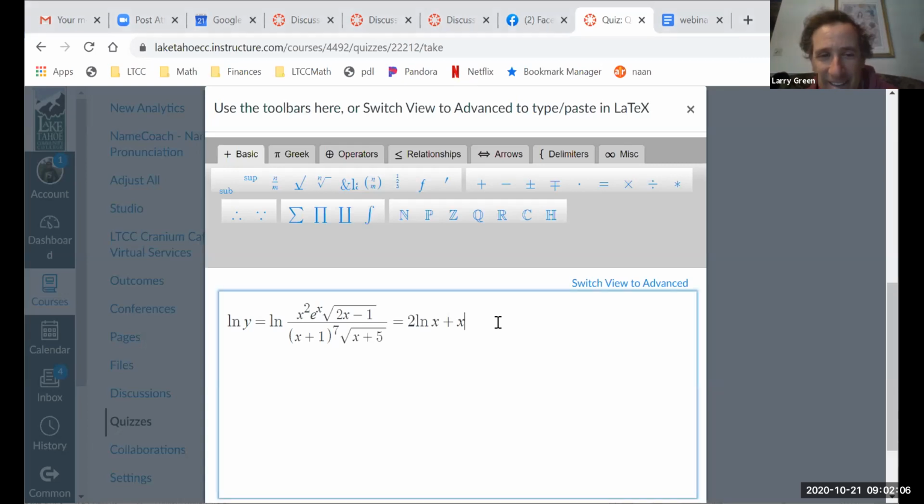Okay, so we have plus x, and then we have the square root of 2x minus 1. And you want to think of the square root, if you remember, as a power. And that's the 1/2 power, so the 1/2 can go outside. And then we're going to have ln of 2x minus 1. All right, let's do some more. Then we have on the bottom, x plus 1 to the 7th. And remember, you subtract if it's a division. So it's minus 7 ln of x plus 1.